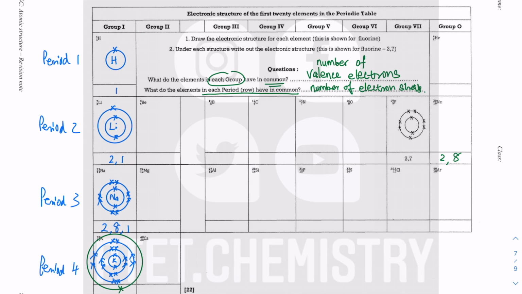So period 2, you only fill up to the second shell, and the group number tells you how many outer shell electrons you have. And for group 0, in fact, you don't use group 0, you use group 8, so there's a V for 5, and then 3 for 5 plus 3 giving you 8. These are the Roman numeral system to represent group. These are the Arabic numeral system to represent period.